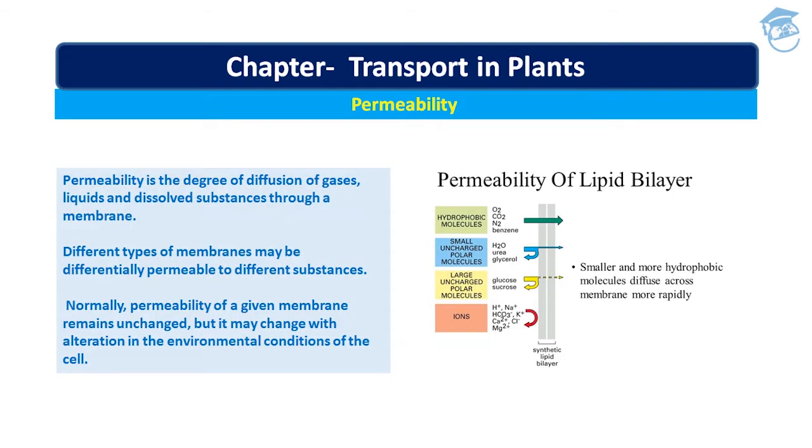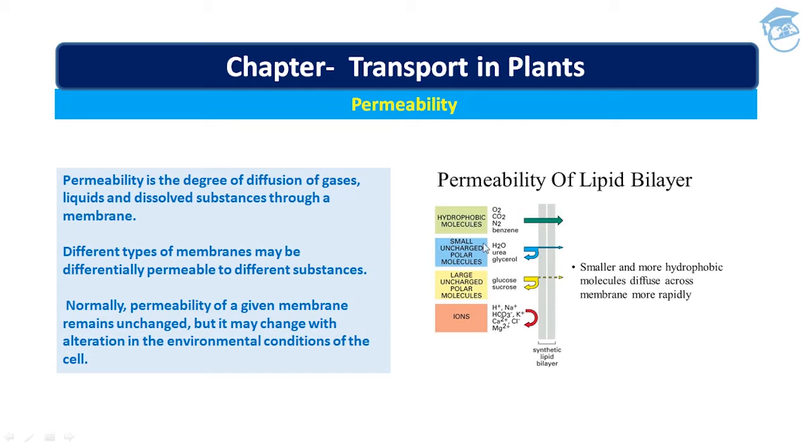Okay, now we'll talk about the permeability of a lipid bilayer. See, students, permeability is the degree of diffusion of gases, liquids, and dissolved substances through a membrane. Different types of membrane may be differentially permeable to different substances. Normally, the permeability of a given membrane remains unchanged, but it may change with alteration in the environmental condition of the cell. As you can see, the plasma membrane is made up of a lipid bilayer. These two layers are showing the lipid bilayer of a plasma membrane.